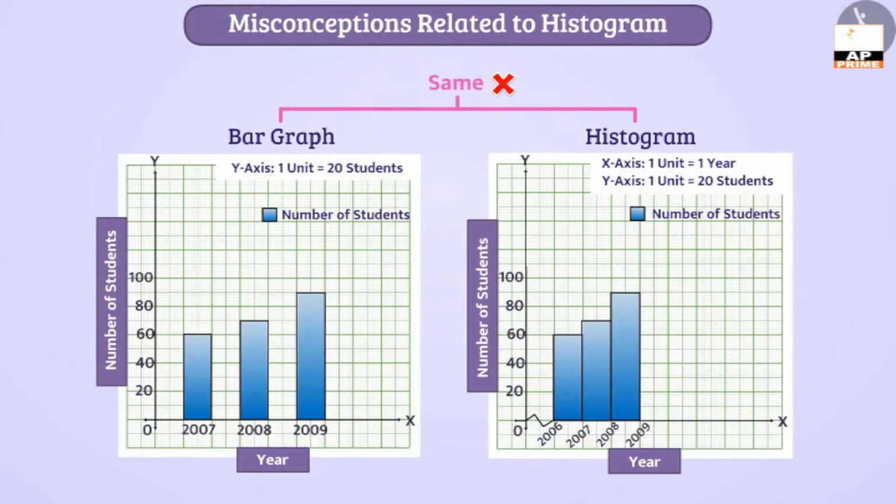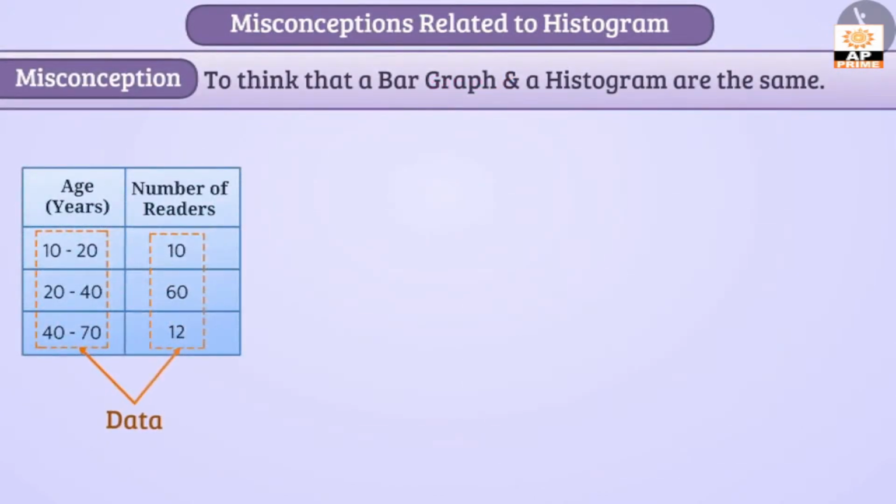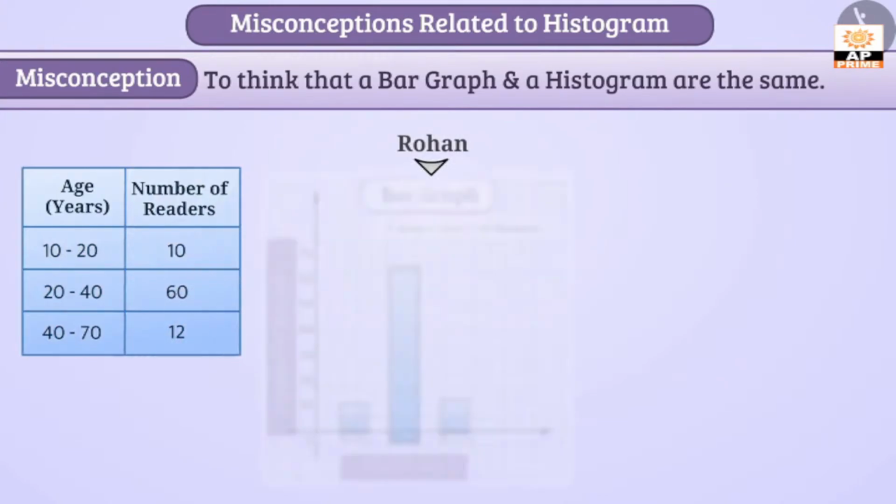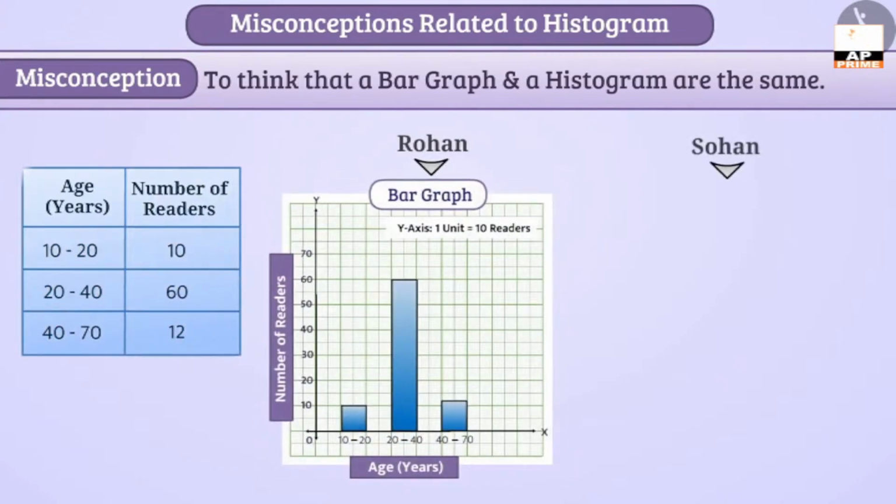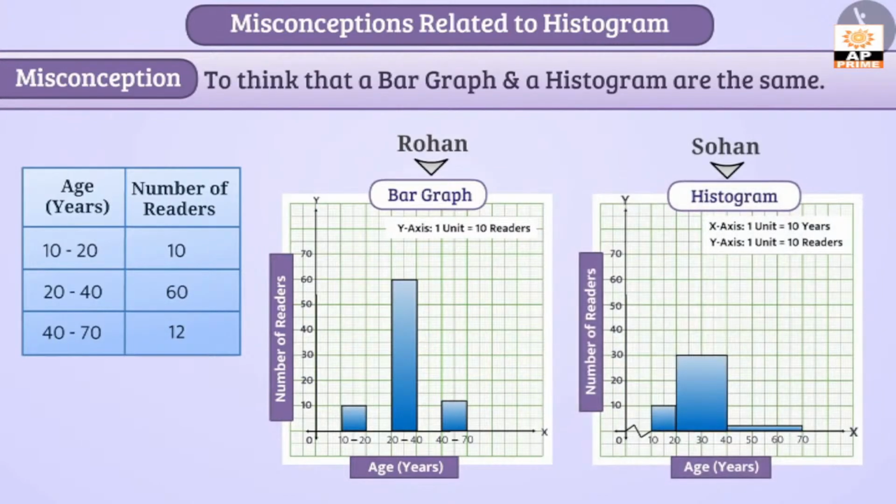Let's understand this. The data shown here in this table show the number of readers of different age groups visiting the library of Rahul's village in March. Rohan represented this information as a bar graph and Sohan represented this information as a histogram. Can you find the difference between the two by looking at them? Think. Let me tell you, the same figures are represented differently in bar graphs and histograms. Both types of representations are correct in their respective places, but differences can be seen between the two.